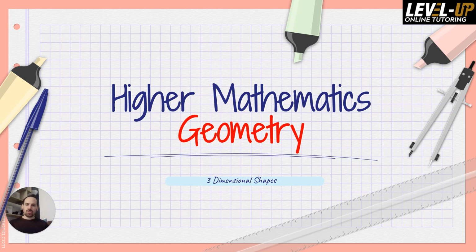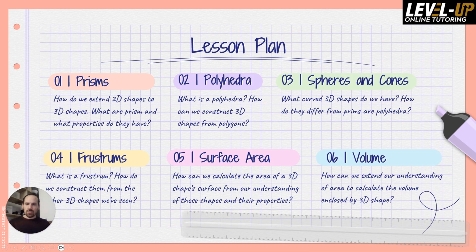So continuing geometry now, we're taking our knowledge of 2D shapes into the next dimension, into three-dimensional shapes. So let's take the lesson plan for today. First of all, we're looking at prisms, probably one of the simplest three-dimensional shapes we can work with. We'll see what defines a prism and what properties it has.